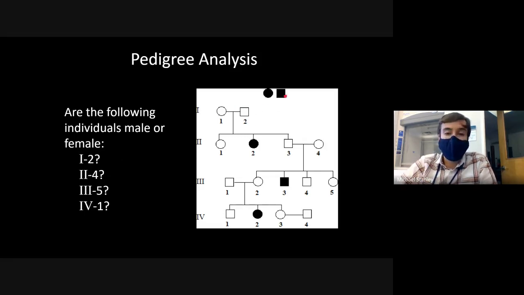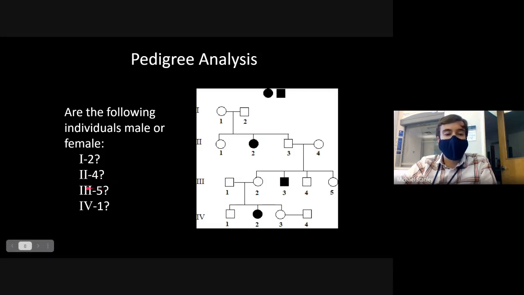Remember, squares are males, circles are female. So what about person 2-4? Is 2-4 a male or a female? Female, exactly. Generation 2 is right here, person 4. So this is 2-4 right here. This person is a circle, which means they are female.